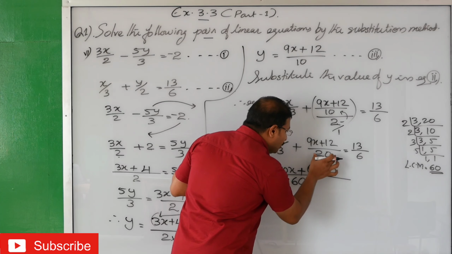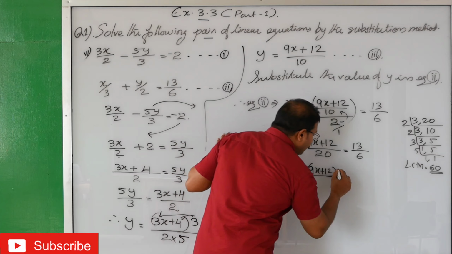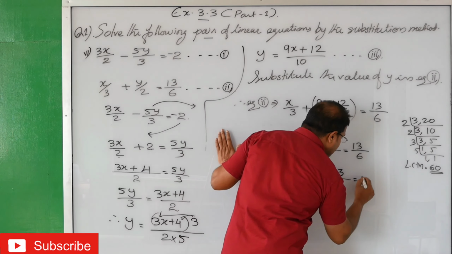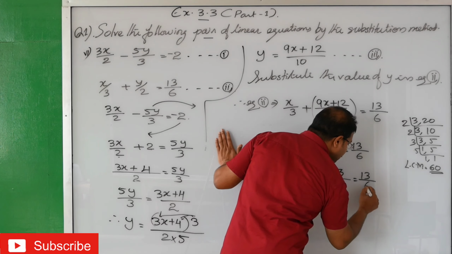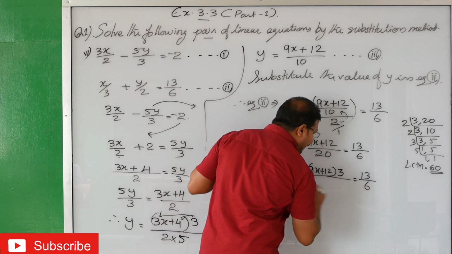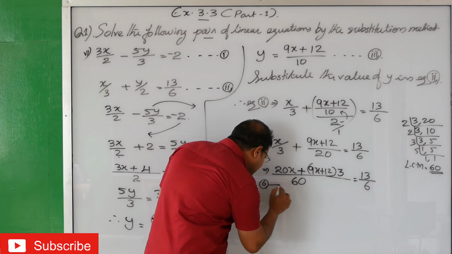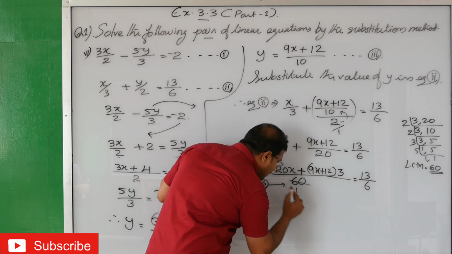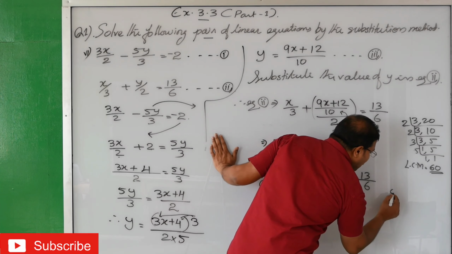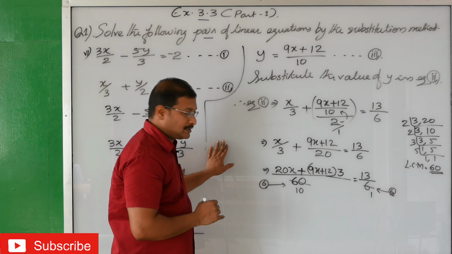After that, what will happen? 20 into how much will get 60? 20 into 3. That 3 we have to multiply in this term. Equals 13 by 6. Now what I am going to do, both side denominators I will cancel by 6. 6 ones are 6. Here when I cancel by 6, 6 ones are 6.